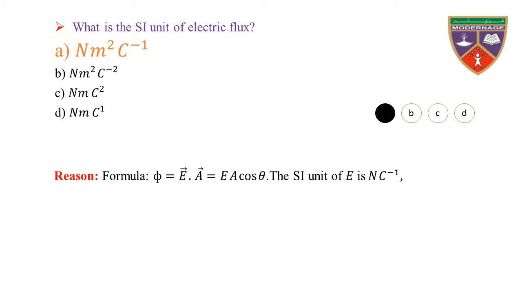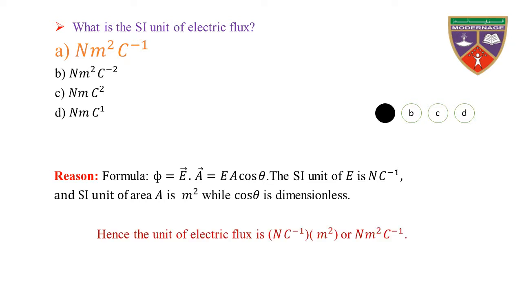Reason. Formula: phi is equal to E dot A, which can be written as EA cos theta. The SI unit of E is Newton per coulomb, and the SI unit of area is square meter, while cos theta is dimensionless. Hence, the unit of electric flux is Newton per coulomb into meter square, or Newton meter square per coulomb.